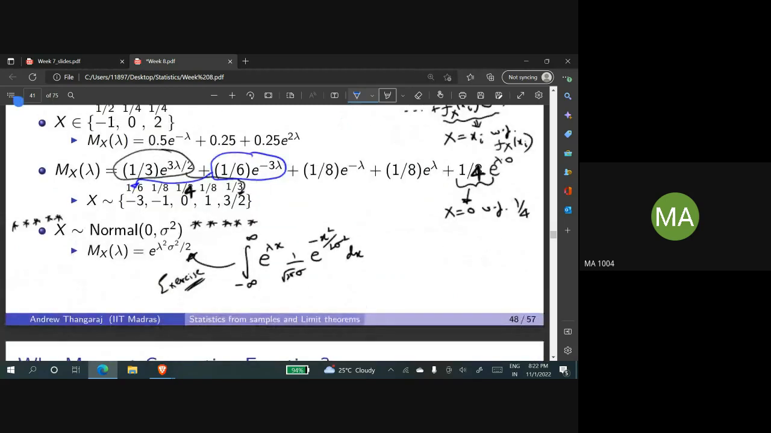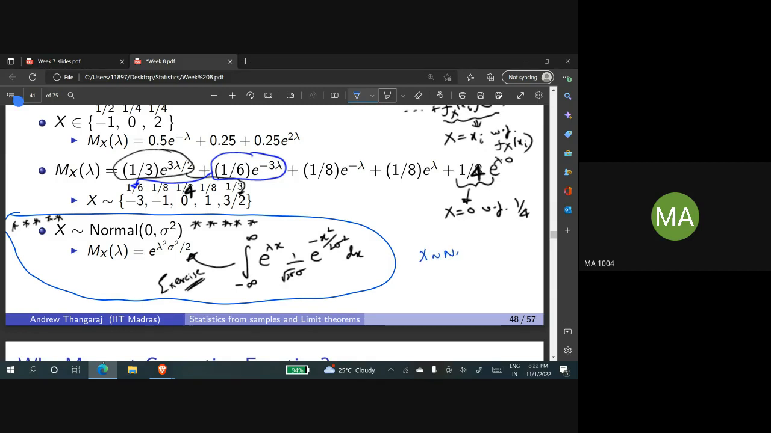Now there is this very important MGF that is given to you, and this is what you should always remember. It is going to be very useful throughout this lecture. If you have a random variable x that follows the normal distribution with mean 0 and variance sigma square, then its MGF is given by e to the power lambda square sigma square by 2. If you go and watch the lecture, it has been given as a very important point, you can see the 5 stars here. So this expression is very important. This is for continuous, and the previous one is for discrete.